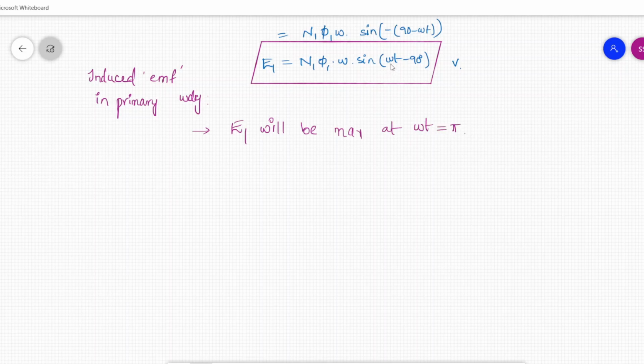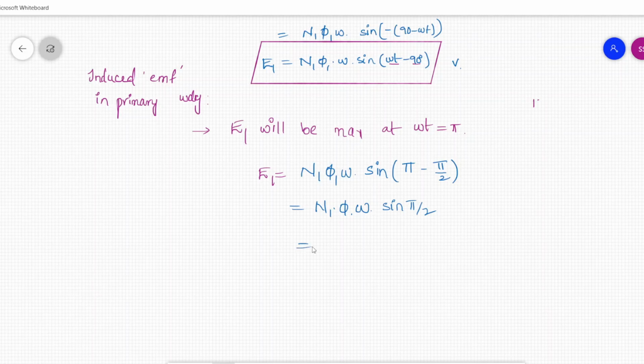When we substitute omega t equal to pi, that will be sine of pi minus pi by 2. 90 is pi by 2, right? Because pi is 180, pi by 2 will be 90. So E1 will be maximum at omega t equal to pi, which gives N1 phi 1 omega sine of pi minus pi by 2, which is sine pi by 2, and sine 90 is 1, so N1 phi 1 omega. This is the maximum value of the induced EMF in the primary in volts.